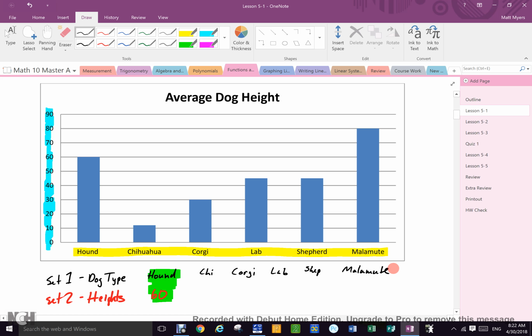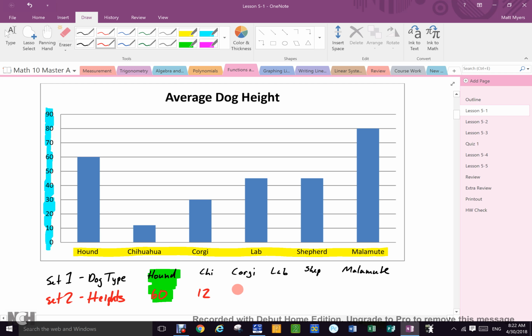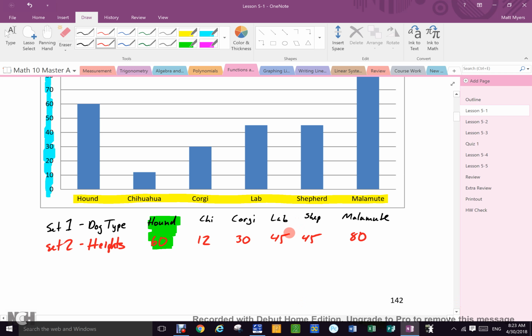So the referencing bears? Everybody good? Okay. Now, what are the elements in the second set? You're going to say 12. Okay, that's cool. 30. Then what? 45. Then what? 80. And now we have two sets that have given us a relation, right? If I ask you how tall is the hound, you can tell me because we have made this relation.